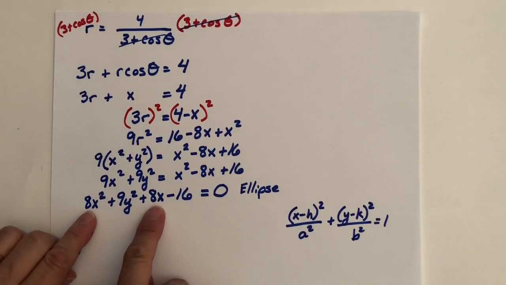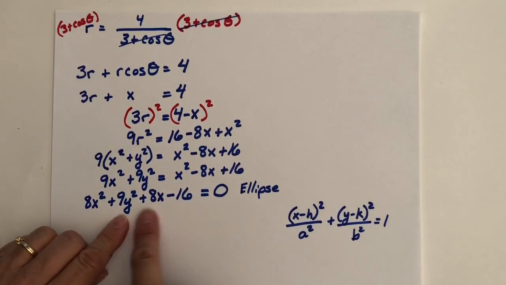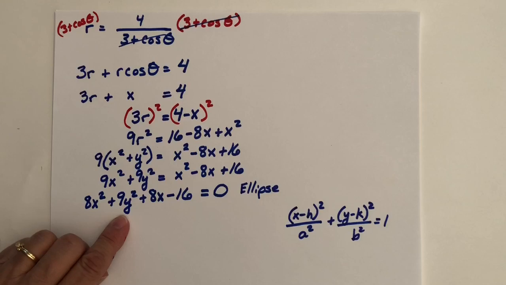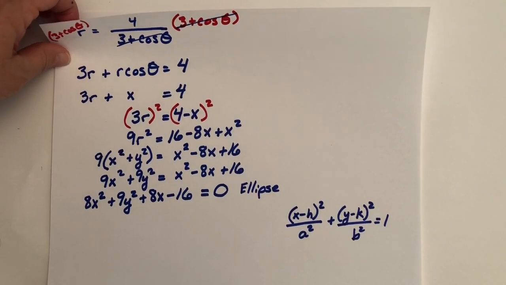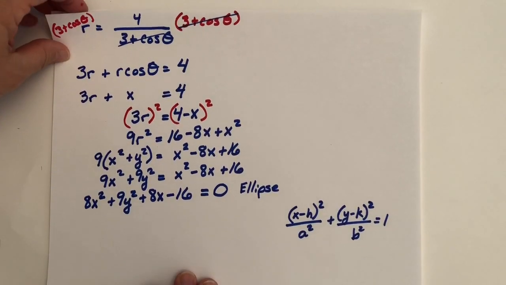Notice with respect to the x's, I am going to need to complete the square because I have an x squared and an x. I have a y squared but no y to the first power, so I'm not going to need to complete the square with respect to y at all. But I am going to need a new piece of paper because it's going to take me a few steps to get there. So let's do that.